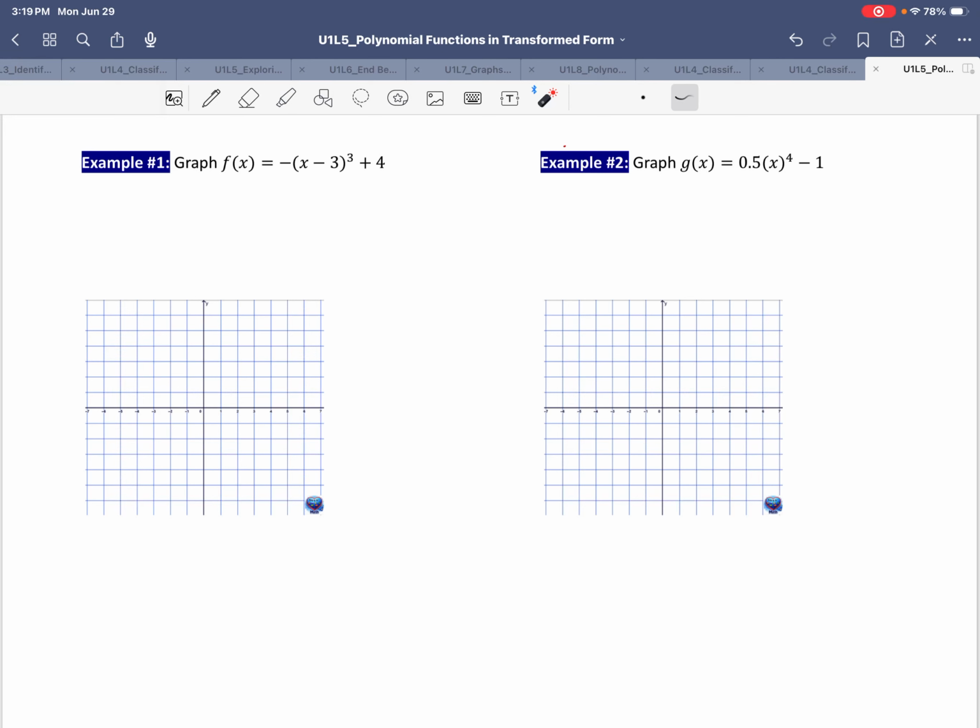Welcome back and thank you for joining. We'll continue with some examples of applications of multiple transformations on the graphs of parent polynomial functions.